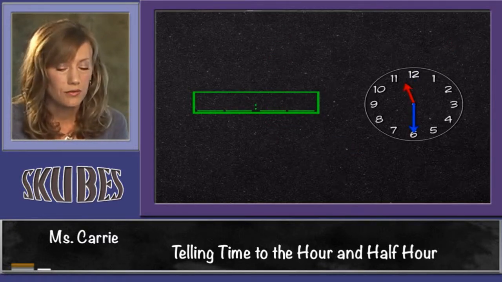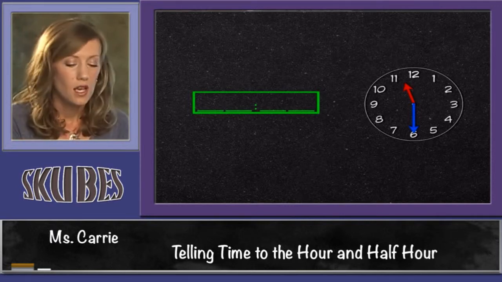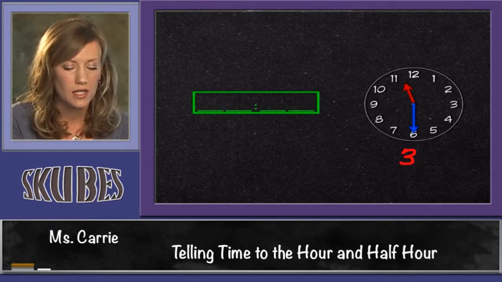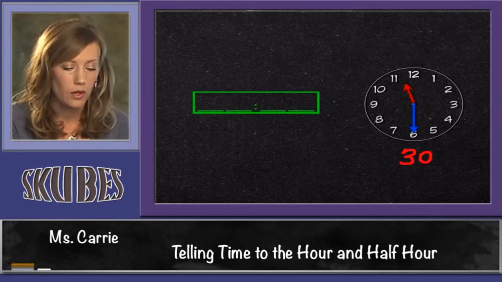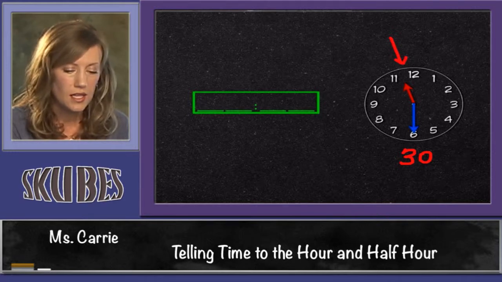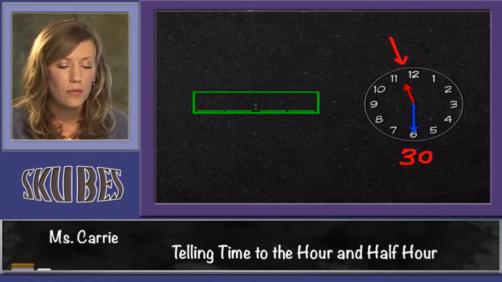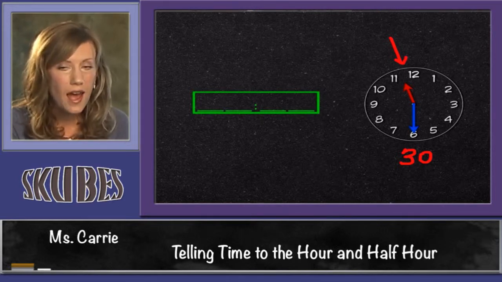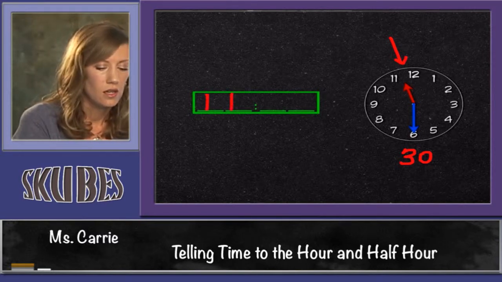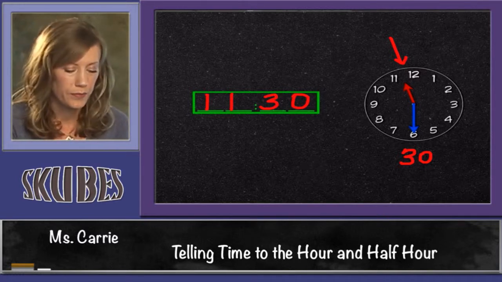Let's look at another picture. This one looks a little bit different. Now we have the minute hand pointing to the 6, and we said that that meant it was 30 minutes after the hour. Well, right here, you can see that this arrow is between the 11 and the 12. That means it's 30 minutes after 11. Or we can say 11:30 on our digital clock.